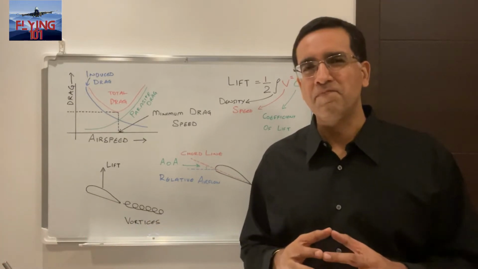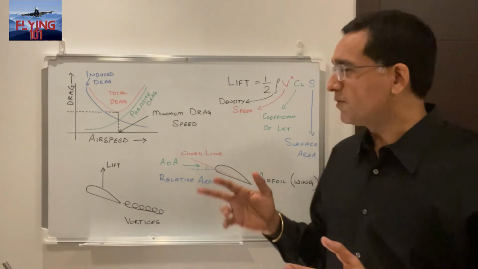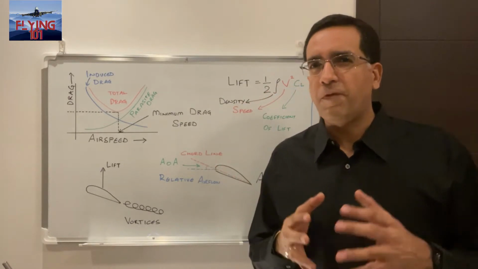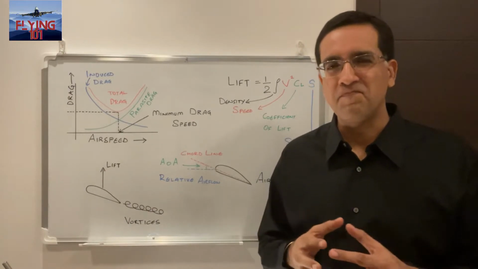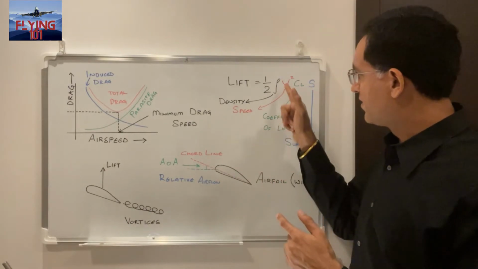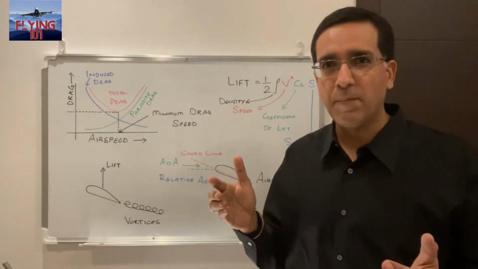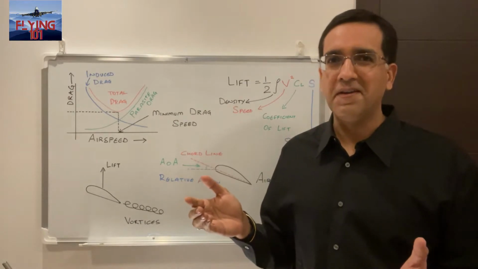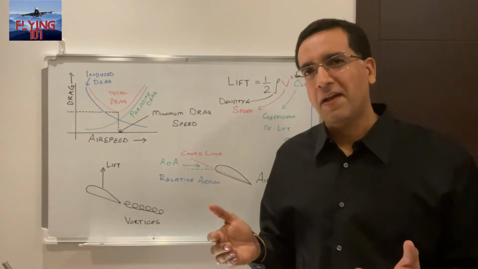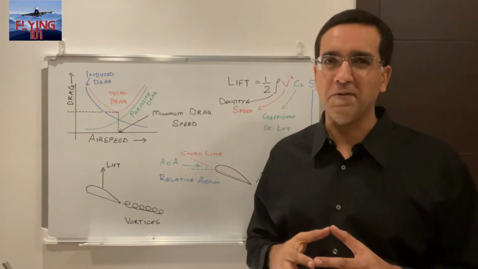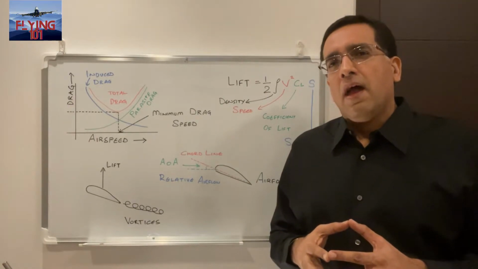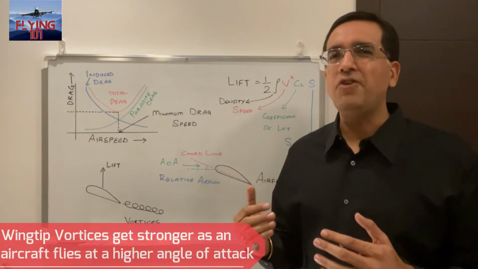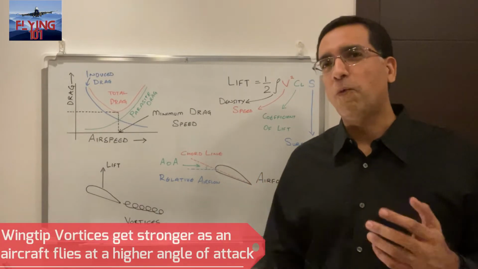Well, quite simply, the coefficient of lift, or CL, which is one of the components in the lift formula, is a function of the angle of attack. And if the airspeed decreases, then to maintain the same amount of lift, the angle of attack needs to be increased, which in turn increases the coefficient of lift and therefore helps achieve the same amount of lift. And as the angle of attack increases, a byproduct of that is the creation of stronger vortices.